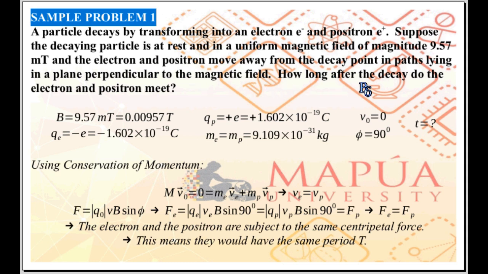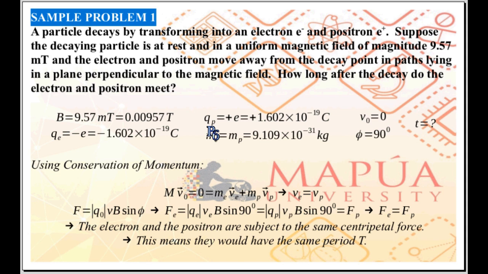How long after the decay do the electron and the positron meet? How much time will pass by before the two particles will meet? We are looking for time t. The magnitude of the uniform magnetic field, let that be B. B is equal to 9.57 millitesla or 0.00957 Tesla. The electron charge we know to be negative e, negative 1.602 times 10 to the negative 19 coulomb.